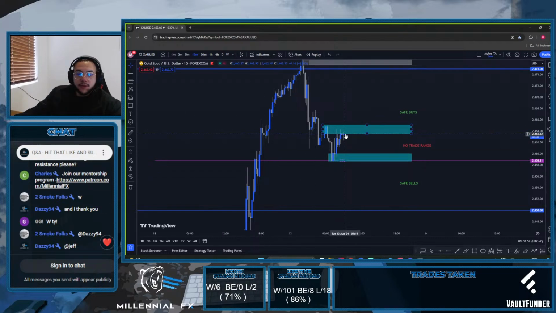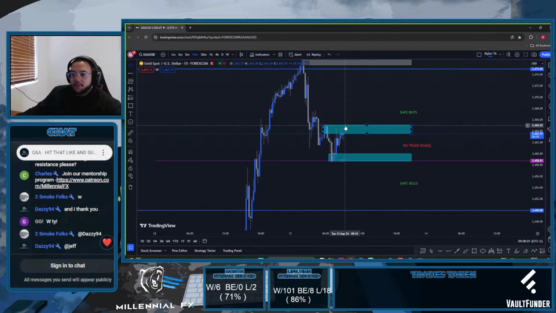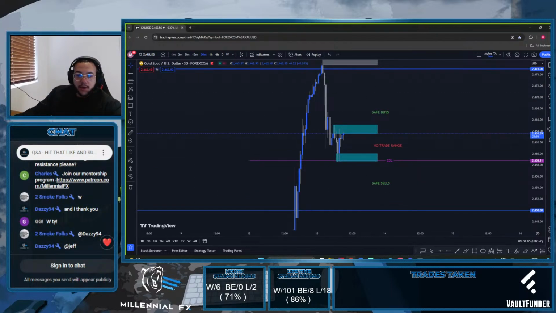But yeah, I need a close above 24.65. If I can get that, then I'm quite happy with the buys. But no close, no trade.